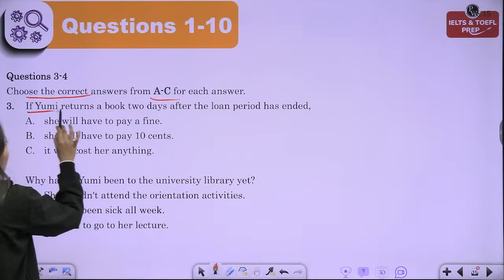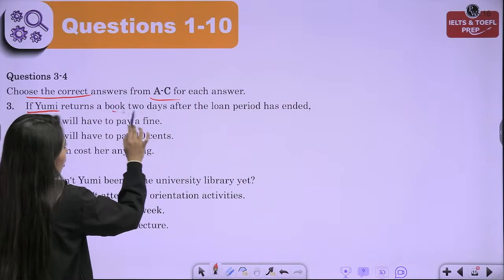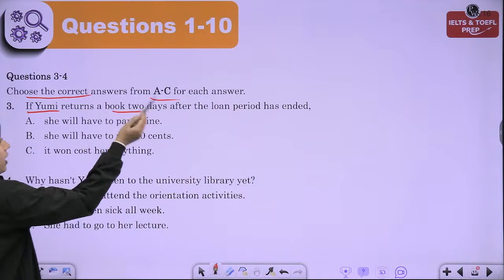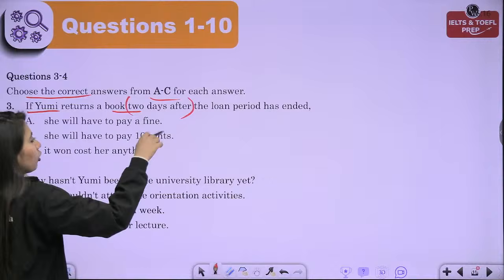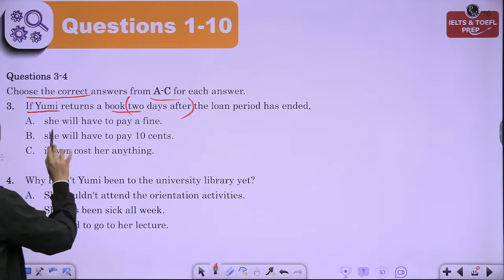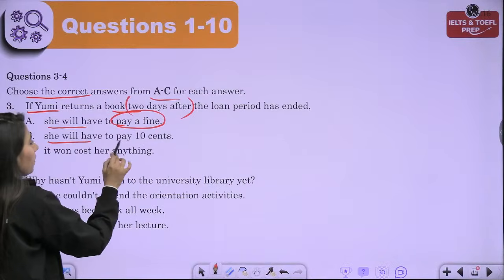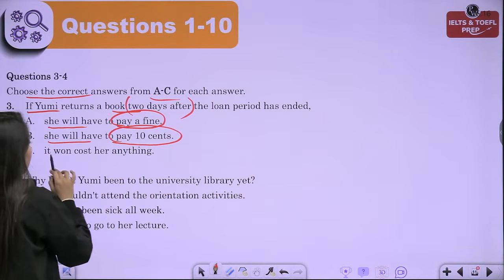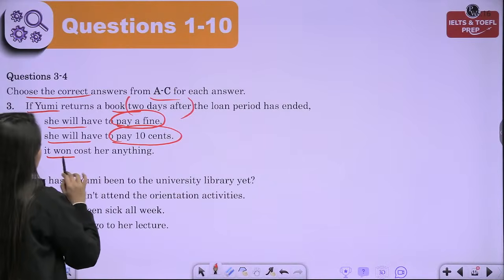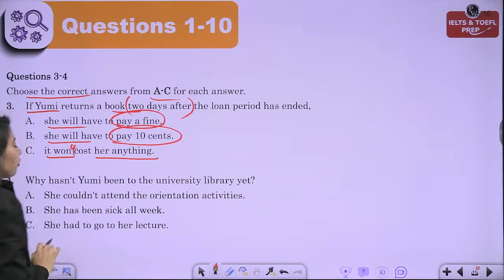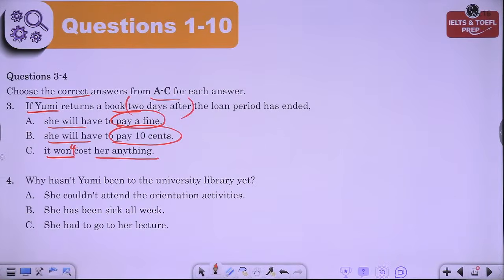Look, if Yumi returns a book two days after the loan period has ended, what will happen? She will have to pay a fine, or she will have to pay 10 cents, or it won't cost her anything. It won't cost her anything. So these are your options.